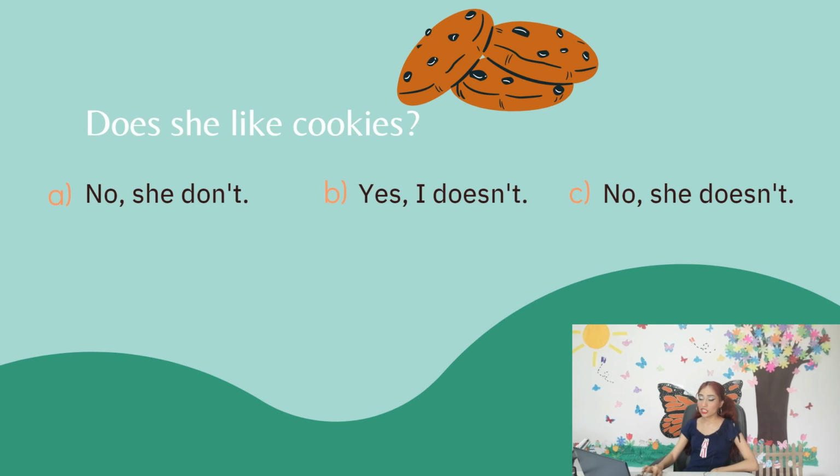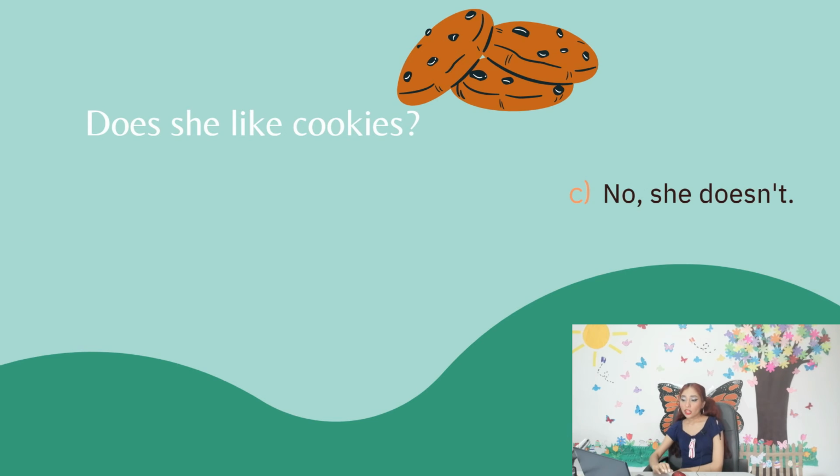Now, the next question says, does she like cookies? A, no, she don't. Letter B, yes, she does. Letter B, yes, I doesn't. Letter C, no, she doesn't. What's the correct answer? Which one is the correct option? What do you think about it? The correct answer is no, she doesn't. Okay? Remember, you need to check carefully the correct option.